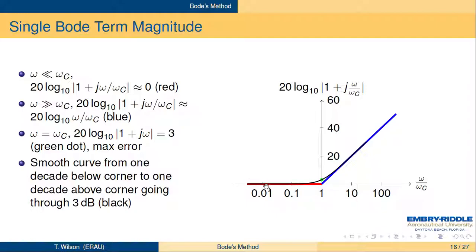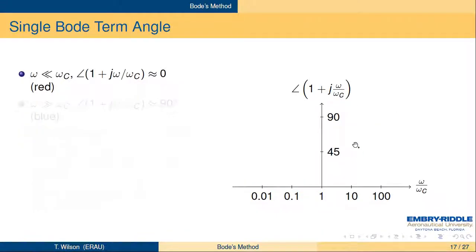You can start your correction 1 decade below the corner frequency and end it 1 decade above, actually you can do it less. You can see that the correction starts somewhere between a decade below and ends someplace before a decade above. Okay, the angle curve we can treat the same way.